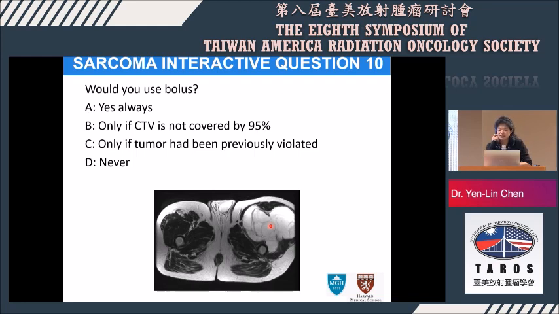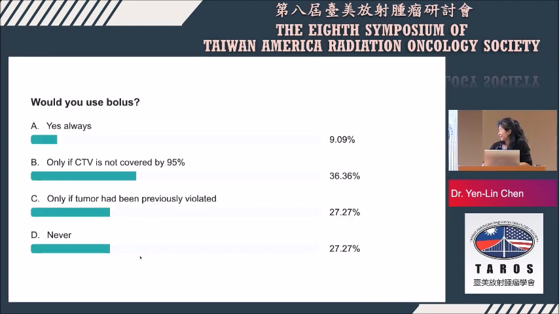All right, and this question: would you use bolus? Yes, always; only if the CTV is not covered by 95%; only if the tumor had been previously violated; or never. Okay, so it's split: only if it's not covered well or it's been previously violated, and some would say never use it.